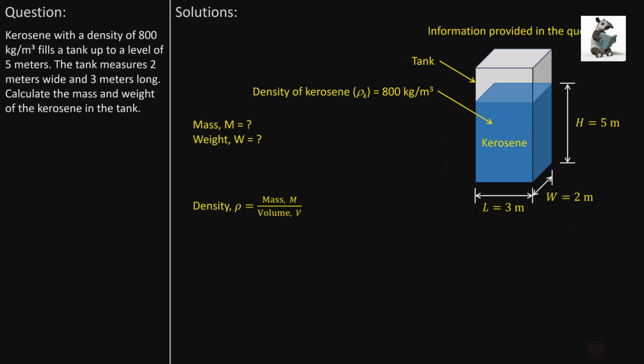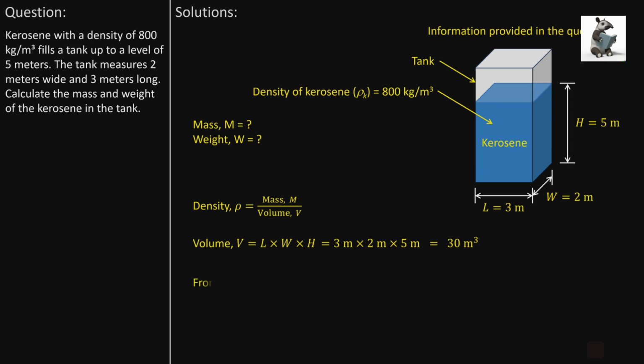The volume of kerosene in the rectangular tank is calculated by multiplying the length, width, and height. In our case, that's 3 meters long, 2 meters wide, and 5 meters high. That gives us the volume of the kerosene equals 30 cubic meters. Now that we have the volume and we already know the density, we can calculate the mass.